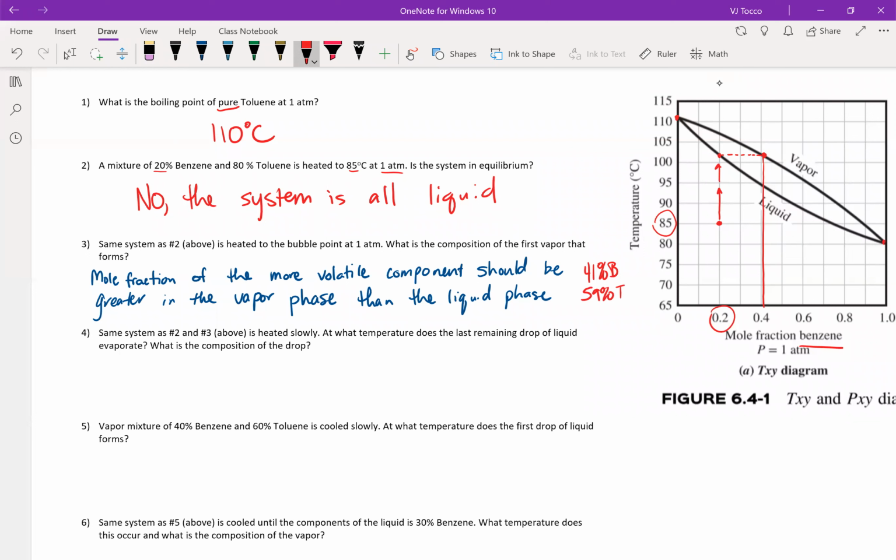If I continue to heat, that's actually going into number 4. That says the same system is heated slowly. At what temperature does the last remaining drop of liquid evaporate? What is the composition of that drop? So we're continuing to move upwards.